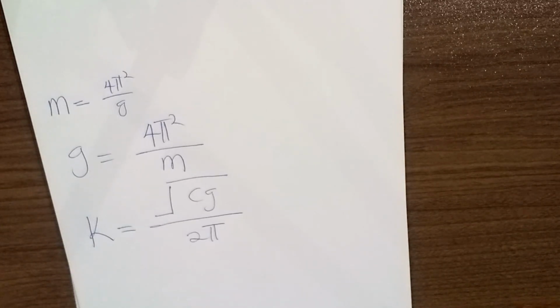I believe you have understood how we can determine the acceleration due to gravity g and the radius of gyration k from a compound pendulum experiment.